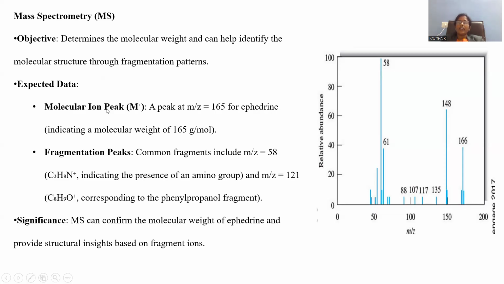So here the molecular ion peak, the M plus ion peak, will appear at 165 m/z, the mass by charge value. That is clearly noticed here for ephedrine, and the fragment ion peaks are distinctive at 58 and 121. This is the way we can go for the fragmentation. Whenever fragmentation is carried out, it is very easy to make a complex compound into simpler species, so that analysis is somewhat easier. This is the way mass spectroscopy analysis is carried out.